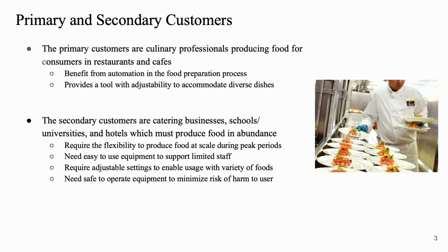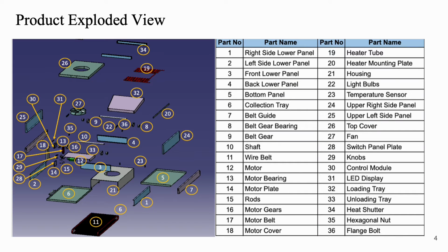For this product, the primary customers are culinary professionals producing food for consumers and customers in cafes and restaurants, while the secondary customers are catering businesses, schools, universities, and hotels, which must produce food in abundance during peak periods in a given day. Here, an exploded view of the product is illustrated. This product includes 36 different types of parts with a wide variety of sizes.